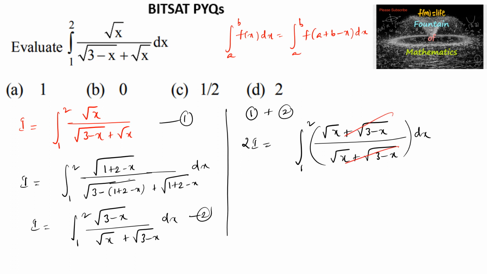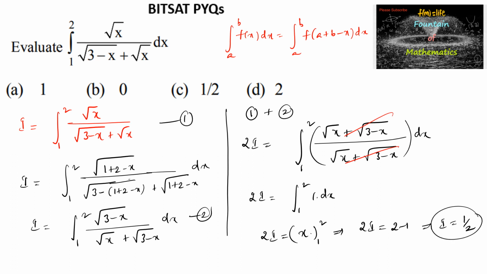So we can cancel this both and we can write 2I is equal to integration of 1 to 2 of 1 dx, that is 2I is equal to integration of 1 is x over the limits 1 to 2. So which implies 2I is equal to 2 minus 1. So I is equal to 1 upon 2. So we can go with the option half. Integral solution is 1 by 2, which is option C.